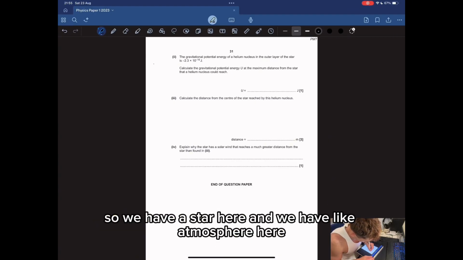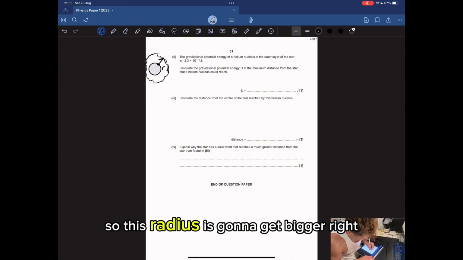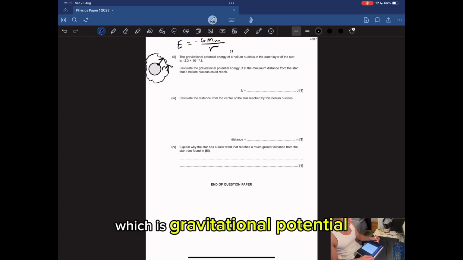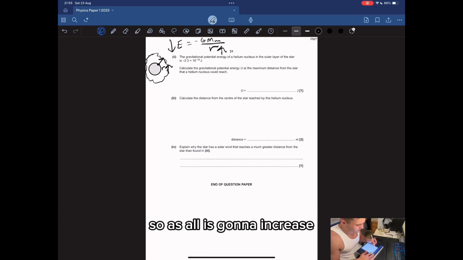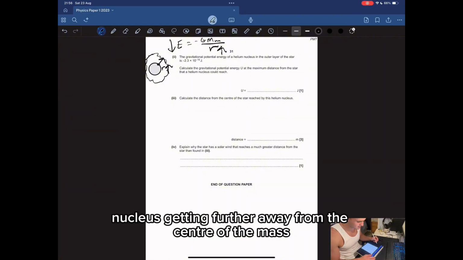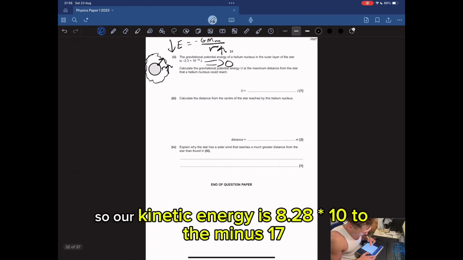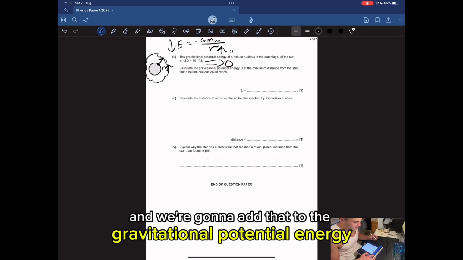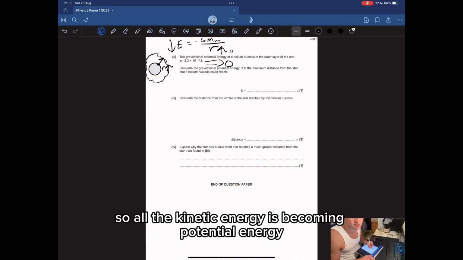Right, so we have a star here, and then we have its atmosphere here. So the surface is here, and once they get out, this radius is going to get bigger, right? So if we use the equation E equals minus GMm over R, which is gravitational potential, you can see that as R increases, E is going to decrease. So as the helium nucleus is getting further away from the center of the mass, E is going to get towards 0, right? So our kinetic energy is 8.28 times 10 to the minus 17, and we're going to add that to the gravitational potential energy, as there's going to be a transfer in energy, right? So all the kinetic energy is becoming potential energy.